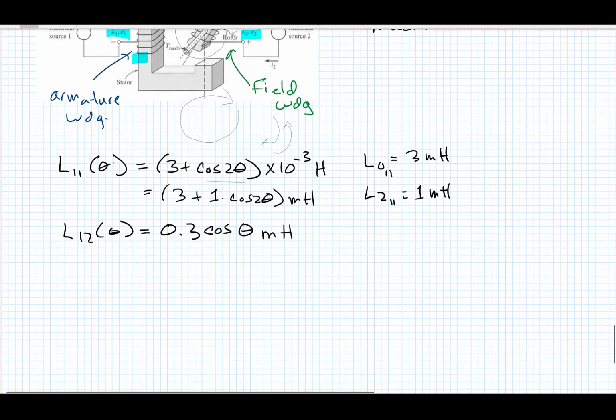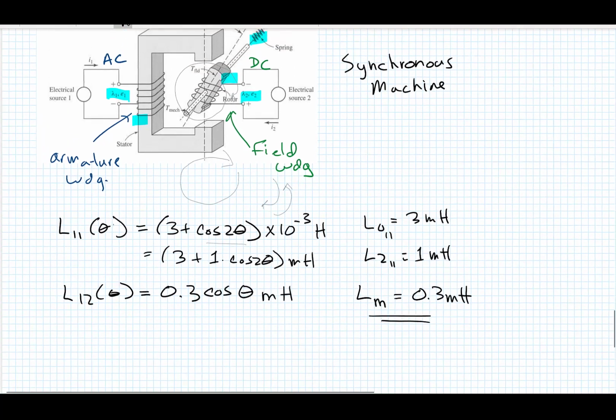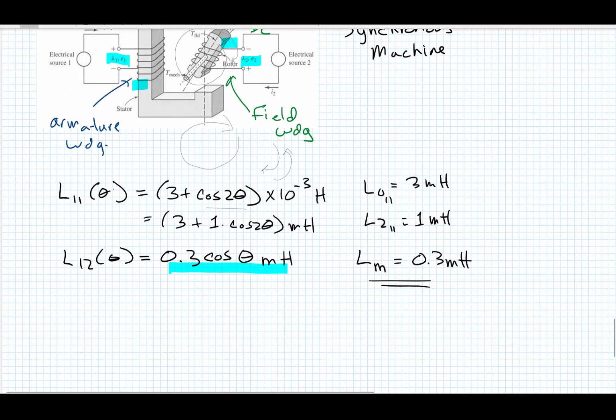So what I really have is a mutual inductance, call it L sub M, equal to 0.3 millihenries. It's really due to this DC rotating field, and it only has a position dependence. There's no static inductance there. That's very common. And then the final inductance is L22.